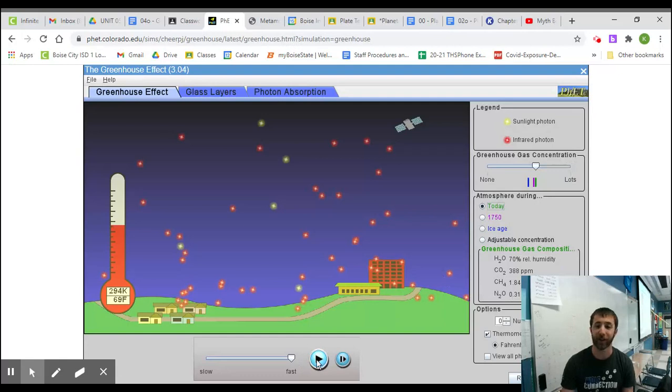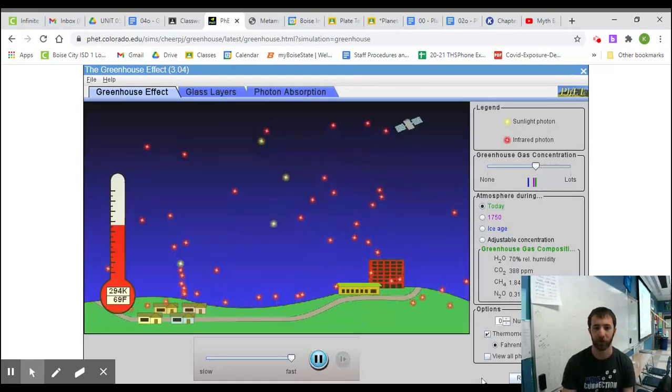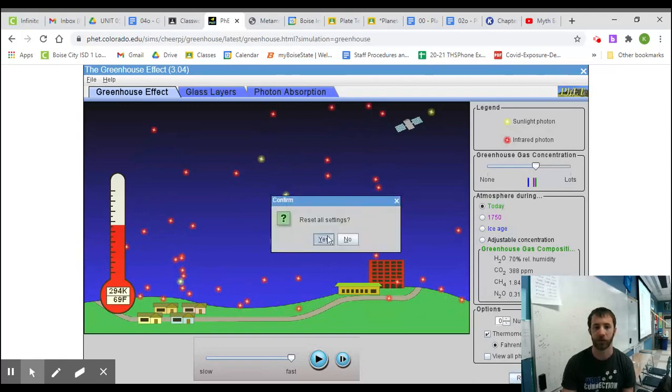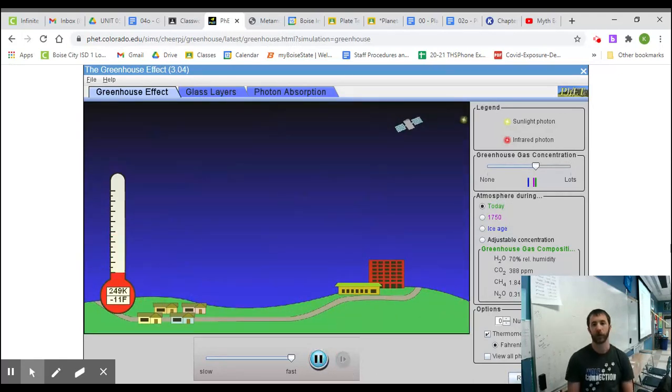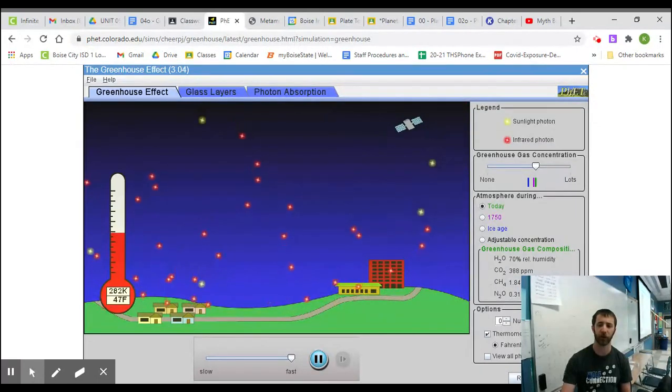So I'm going to go ahead and let it play out with today's atmosphere. You can tell that today sits right here on the slider, where it's not at lots, but we're a little more than halfway. Oh, I should probably reset this. I'll just let this run for, like, 30 seconds. We've already seen this happen once, but consider what's happening with our thermometer. You can see the concentrations and the composition, the makeup of the atmosphere over here on the right, the greenhouse gas composition.